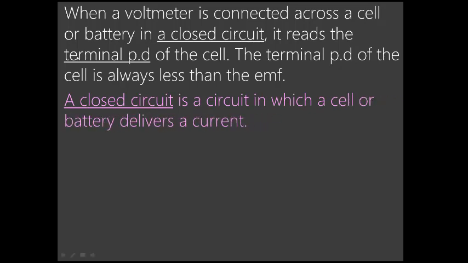It reads what we call the terminal PD. This is a closed circuit, and a closed circuit is a circuit in which a cell or a battery delivers a current. So the terminal PD of the cell is always less than the EMF. We shall see the difference between the two because it also has a special name.